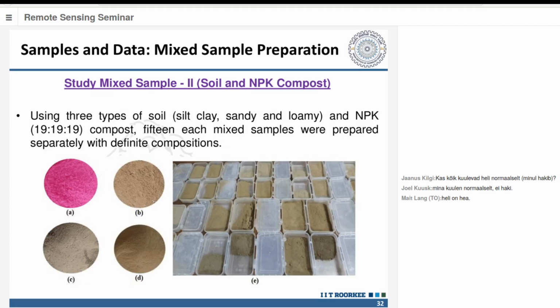In the second type of study, I have used three types of soil: silt clay soil, sandy soil, and loamy soil, and NPK compost, which has a 19 ratio of nitrogen, phosphorus, and potassium. And 15 mixed samples of each were prepared separately with different compositions. And as shown in the figure, I have prepared these mixtures like this.